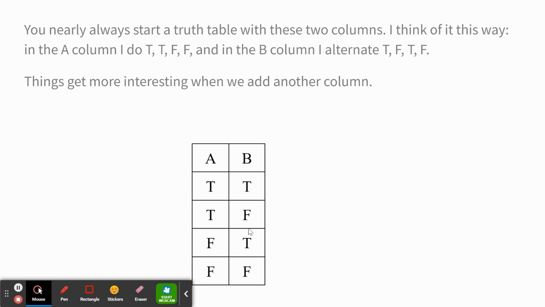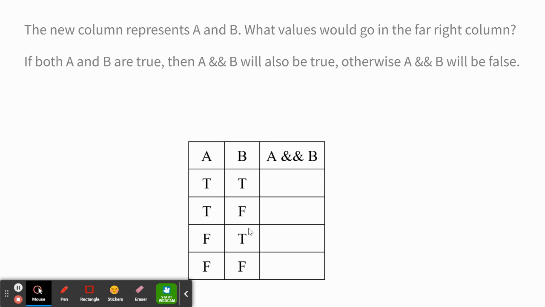So 1s and 0s are a lot harder to confuse. I think on all these, I'm doing T's and F's, but it gets more interesting when you add another column. It's actually not too hard to do. So this is A and B, the same as it's been so far.